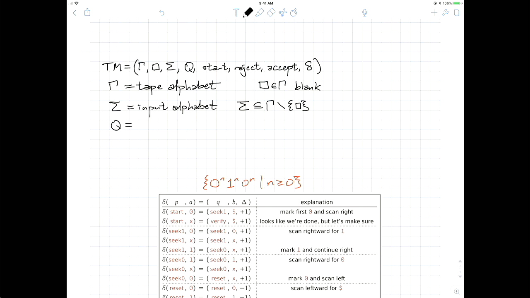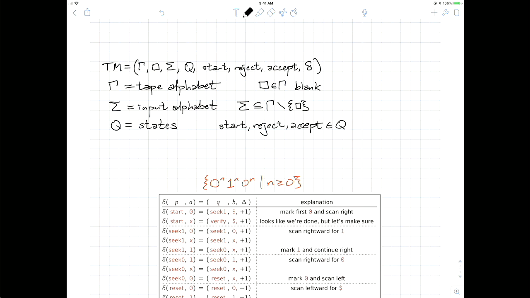There's a finite set of states, and there are 3 special states: start, reject, and accept, that belong to this set. These are 3 distinct states. Start is, as the name suggests, the state that the machine starts in.